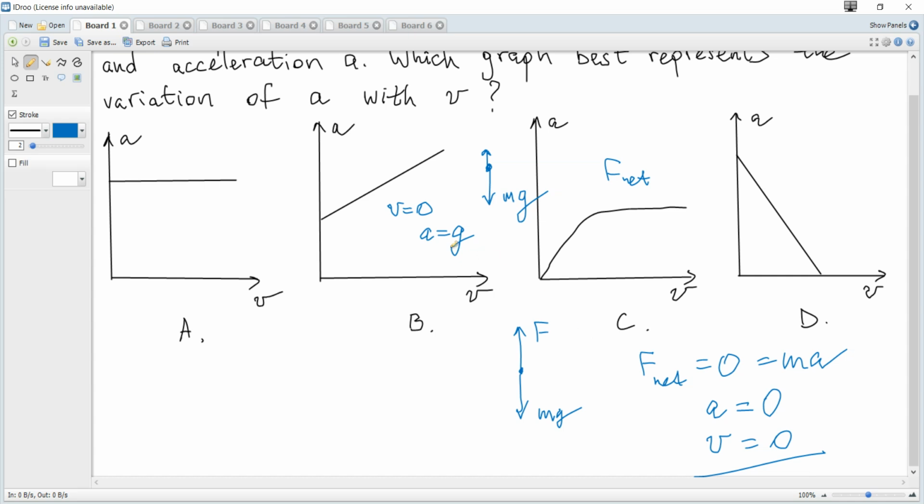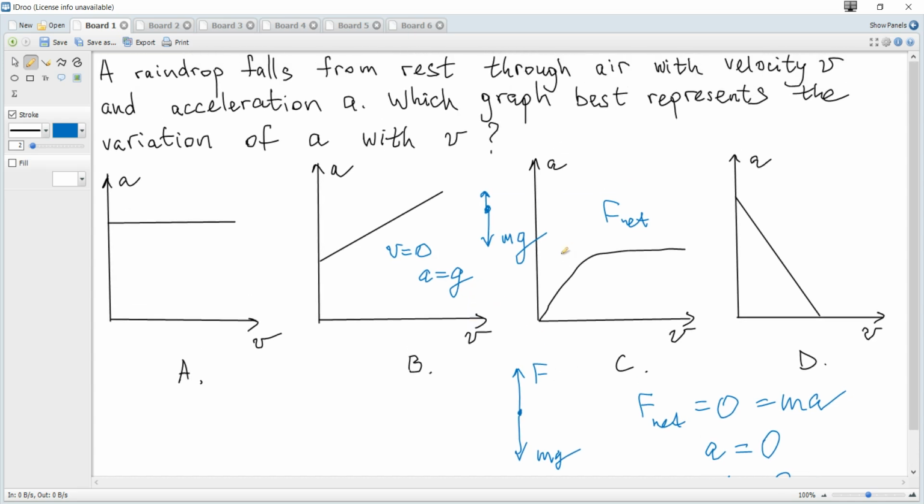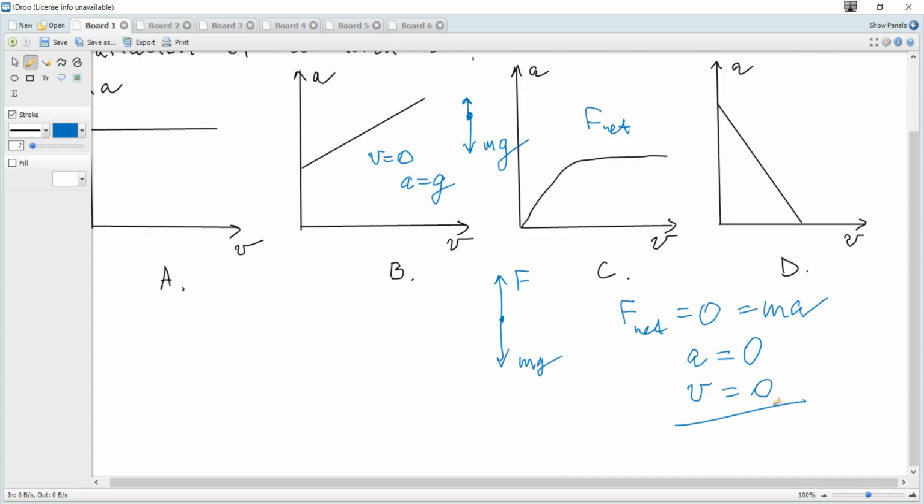So again, it has acceleration, speed increases, the opposing force, the force of air resistance, also increases, hence a decreases. Initially net force is mg, then it decreases, and eventually a becomes 0 and v becomes constant, which is called the terminal velocity.